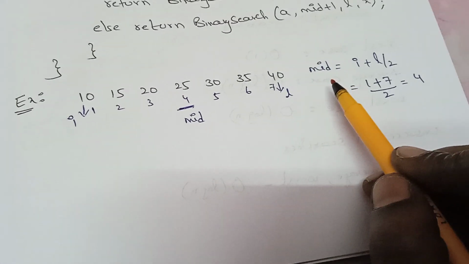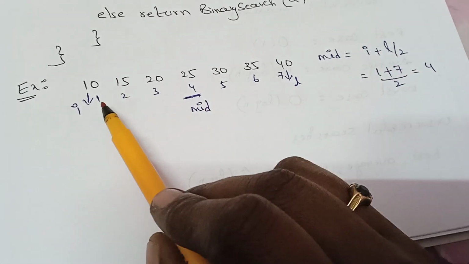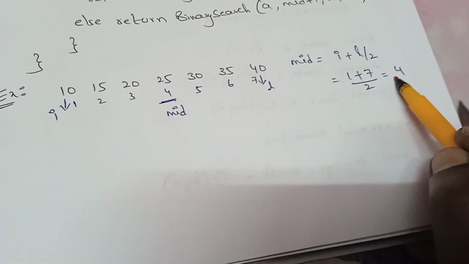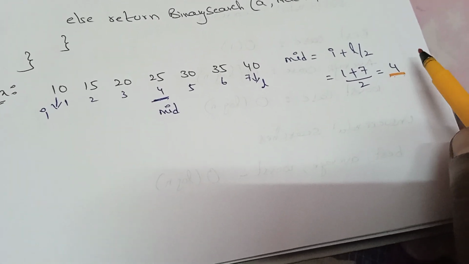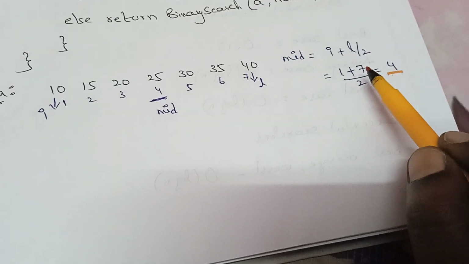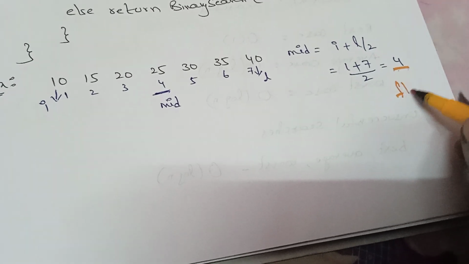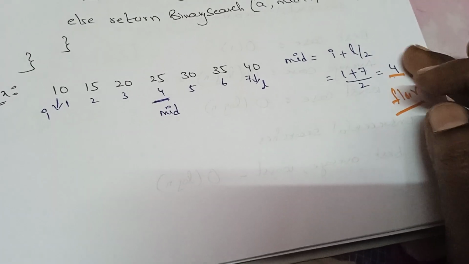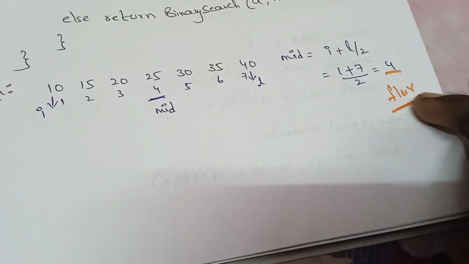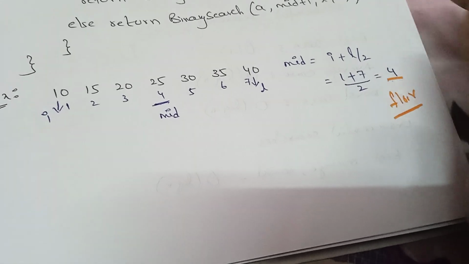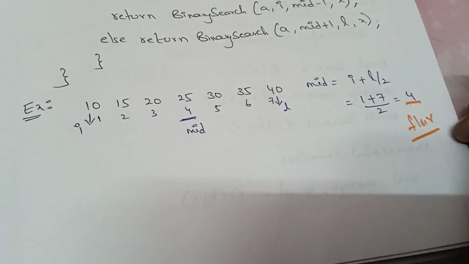Now the middle is equal to what? I plus L by 2. I is 1, L is 7. 1 plus 7 by 2 is 4. If you got a fractional value, for example 1 plus 8 by 2, which is 9 by 2, we'll get 4.5, right? We'll apply the floor function here. Floor means we take the lesser value, not the ceiling, which is the top value.